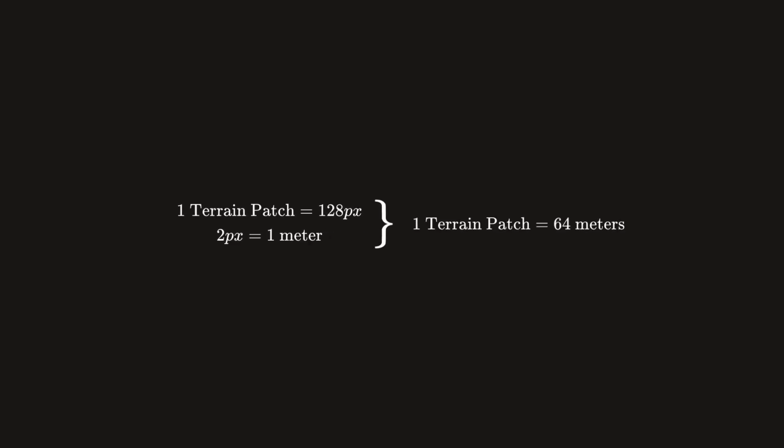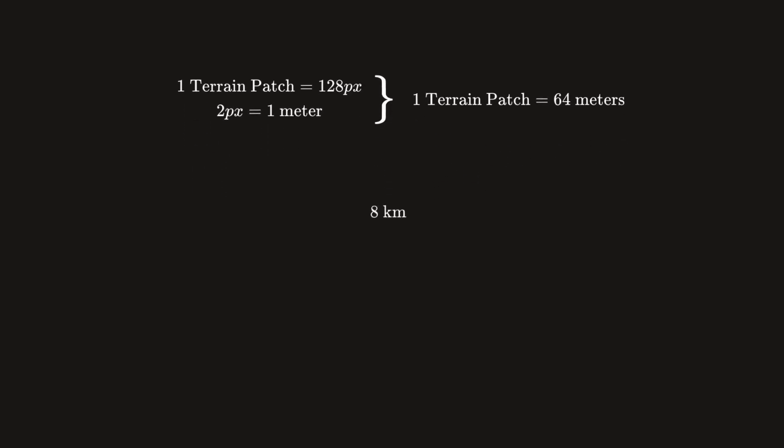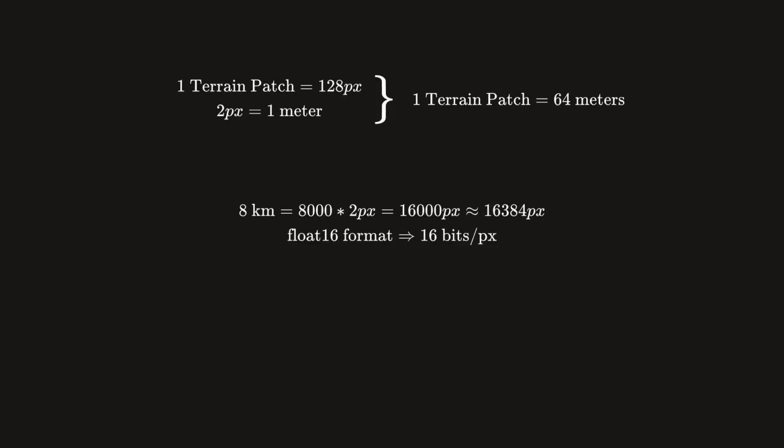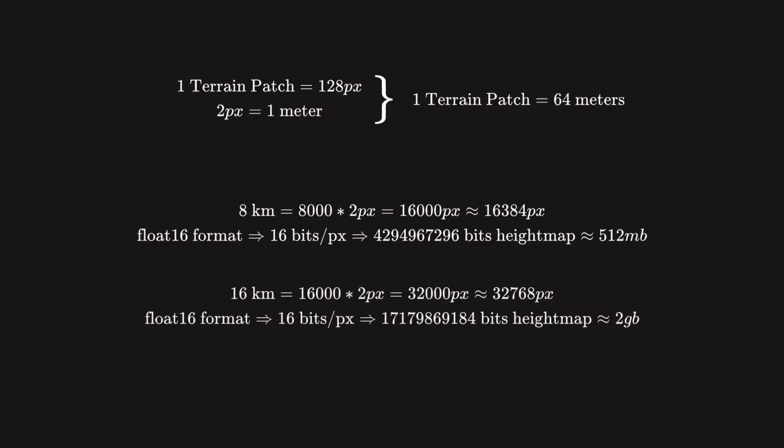Let's say terrain chunks are 128 pixels wide, and 2 pixels on the height map represent 1 meter. So, one terrain chunk covers 64 meters. So, for an 8 km world, we'd need a 16K resolution height map. If we use a float 16 format for the texture, that's 16 bits per pixel, the height map would be around 500 megabytes. Doing the same math for a 16 km world gives us a 2 GB height map, and for 32 kilometers, 8 gigabytes, which is not good at all. Let's see what we can do about this.